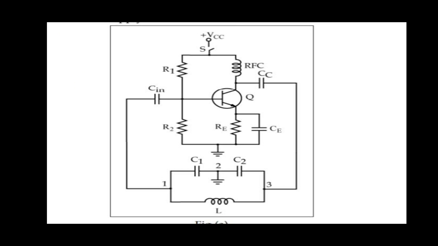The center of the two capacitors is tapped. C1 and C2 must be tapped; without tapping there is leakage in the circuit. The tank circuit is made of C1, C2 and L. The frequency of oscillation is determined by the values of the capacitors and inductor in the tank circuit.